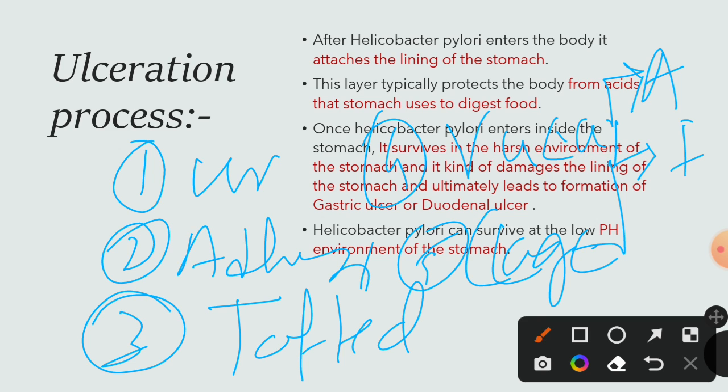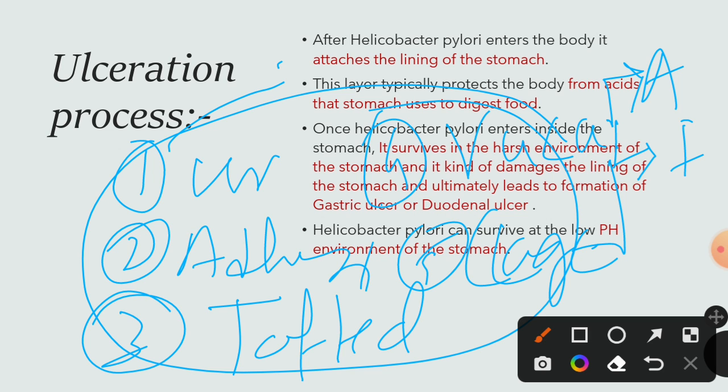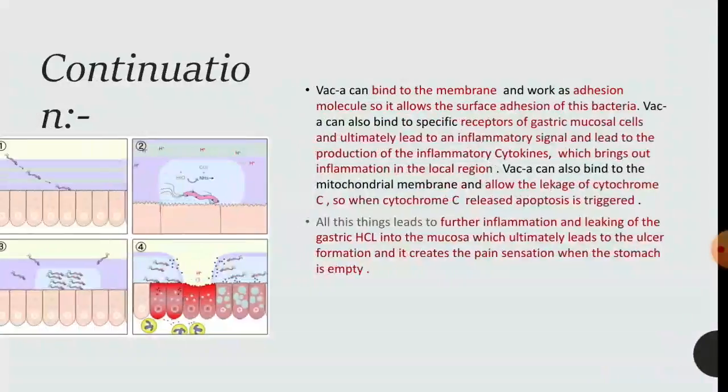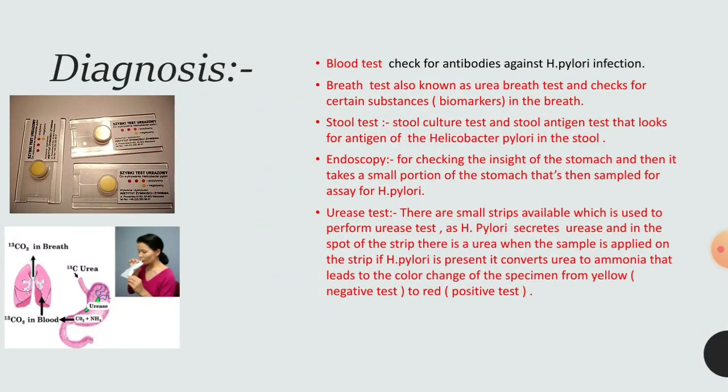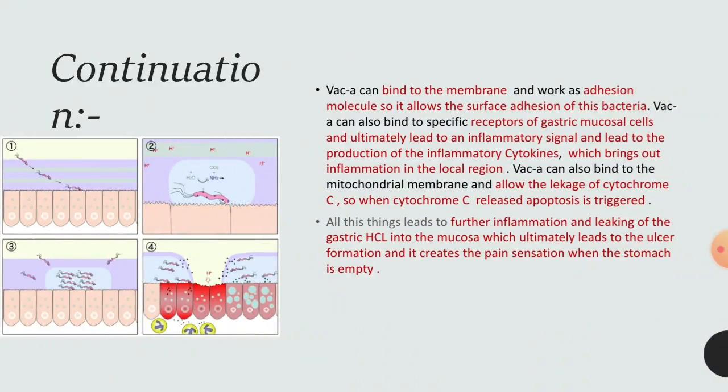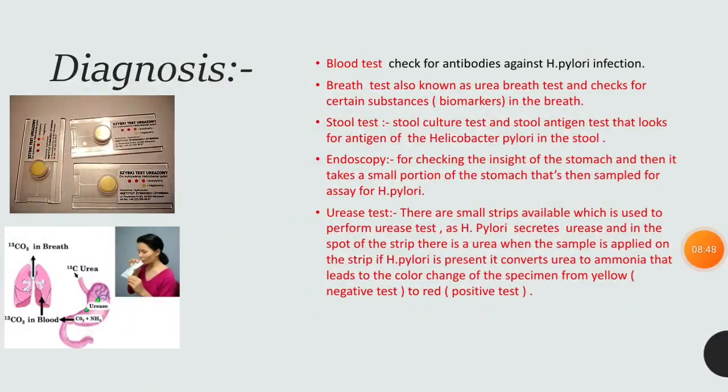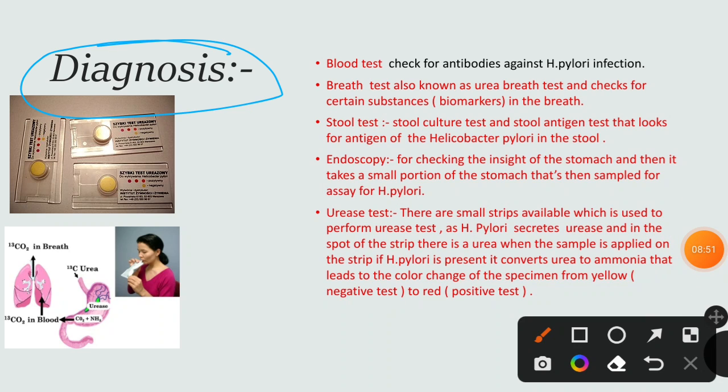And these 5 things together facilitate more inflammation that ultimately leads to the leakage of the gastric HCl in the mucosa that causes ulcer formation, okay, and ultimately pain sensation when the stomach is empty. That is the entire concept of the ulceration process. I hope now it is very clear to you. So let's talk now about the diagnosis.